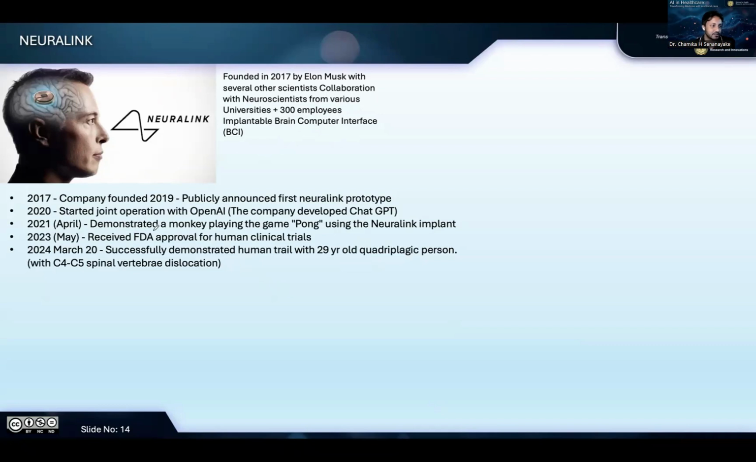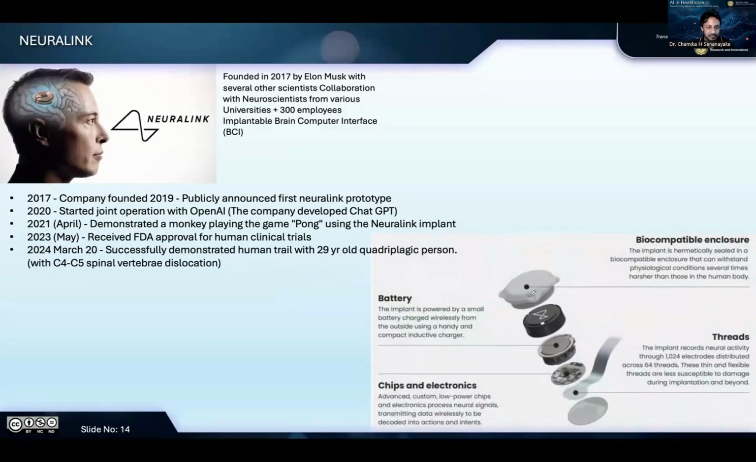At the moment, an interesting fact is that in 2021, it demonstrated a monkey playing the game of Pong using a Neuralink implantation. By this year, I think it has successfully demonstrated a human trial with a 29-year-old quadriplegic person with C4 to C5 spinal vertebra dislocation. It's just like a small chip implanted into your brain with a battery, the chipset and electronics, the thread, and the biocompatible enclosure.